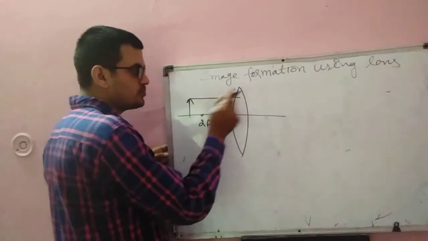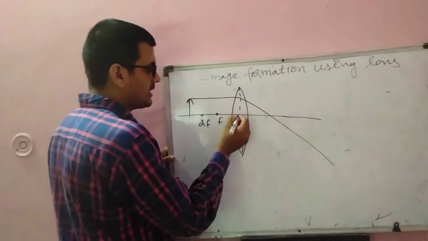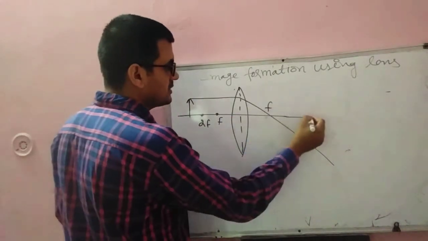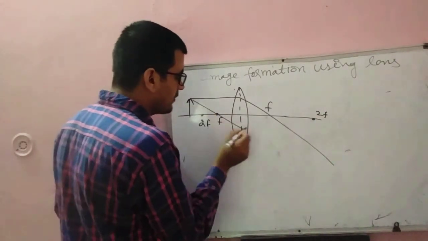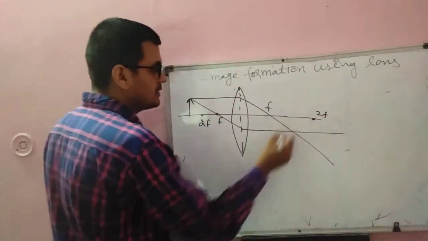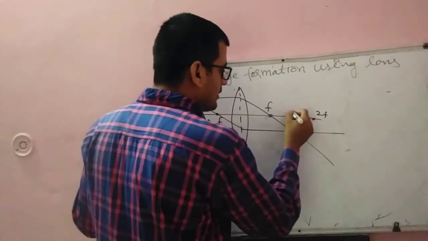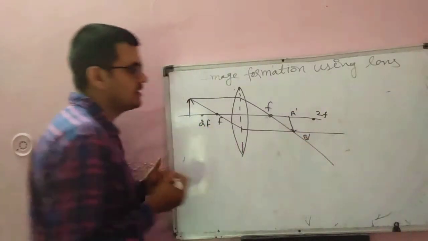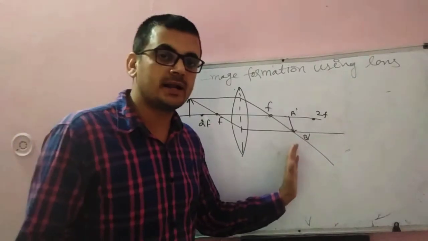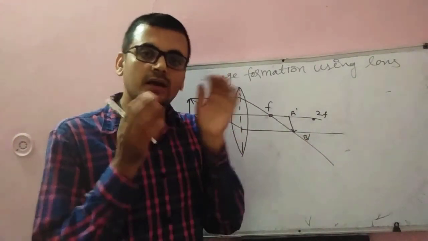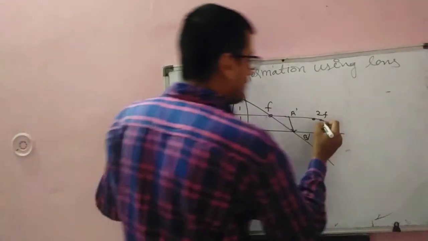The ray will move parallel to principal axis, passes through the focus. Second, the ray, this one is focus, this one is twice focus, means center of curvature. The ray which passes through the focus becomes parallel. So image will be formed at this point. So A dash, B dash, this is the image. So what will be the nature of image? It will be real image, inverted image, again small. Okay, real, inverted and small. How will we draw this diagram for concave?